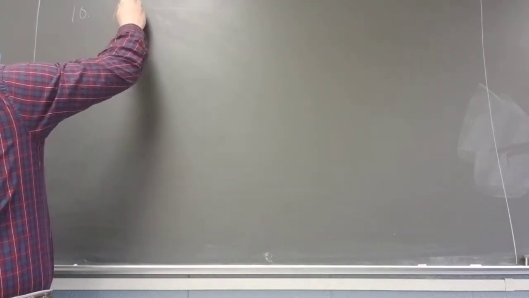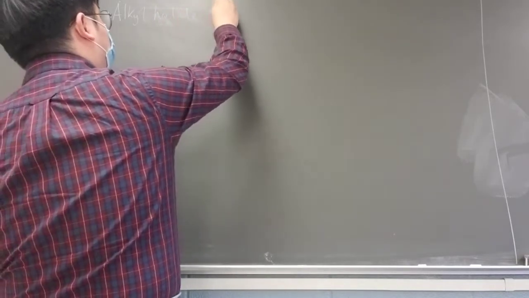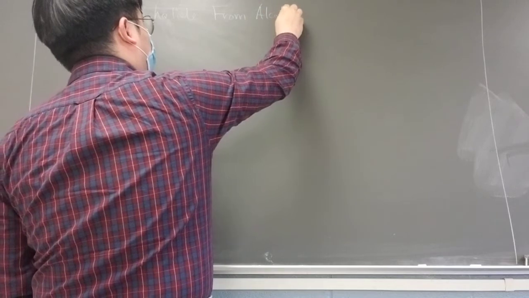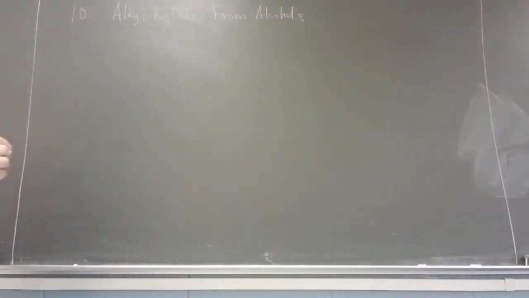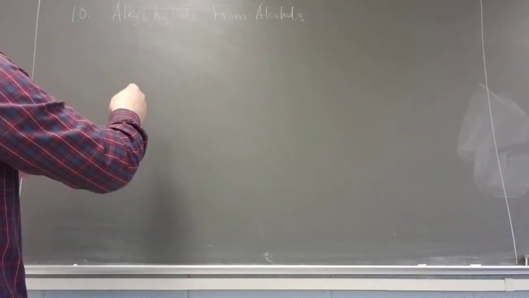Okay. So the second part of chapter 10, we just tried to make an alkyl halide from alcohols. Okay. So for this one, we actually use the similar rule we have learned in chapter 10 for the others.